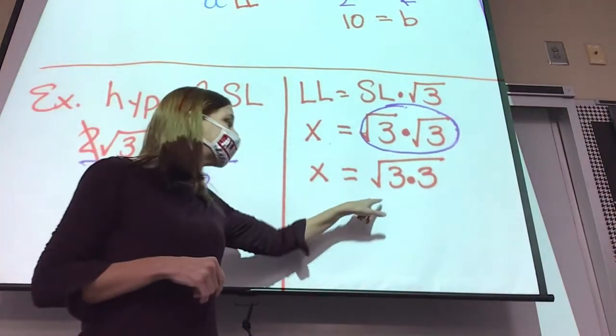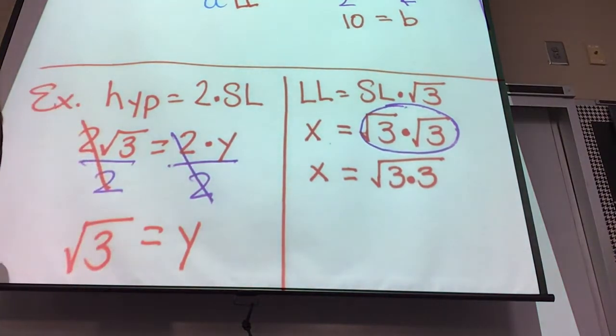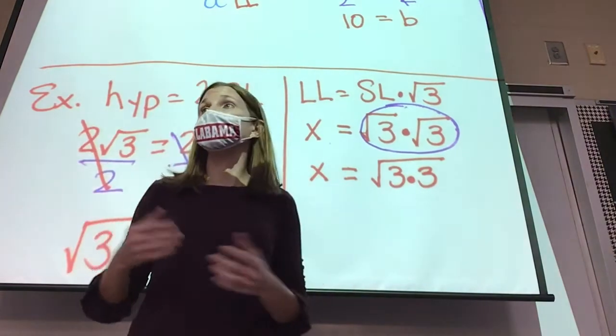But what happens if what I get under here is not 9, 16, 25, 36? I'm going to get a decimal. And I don't want that. I don't want a decimal. So, I prefer not to go that route.